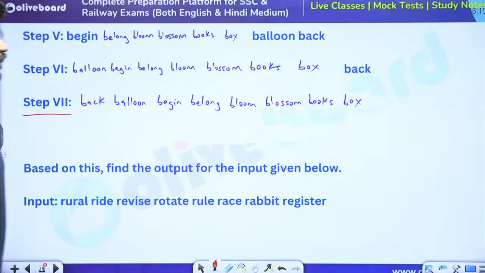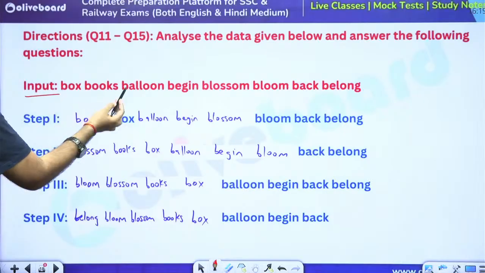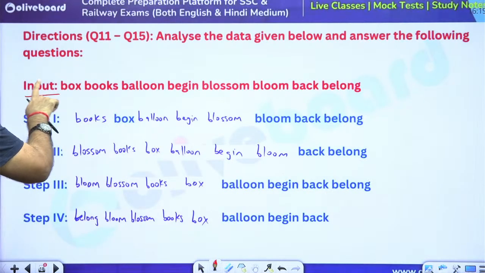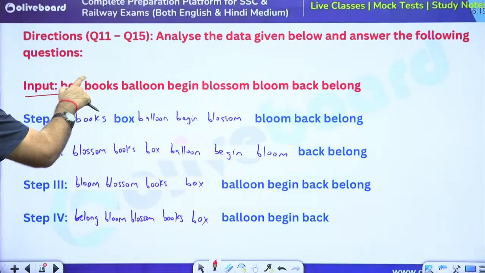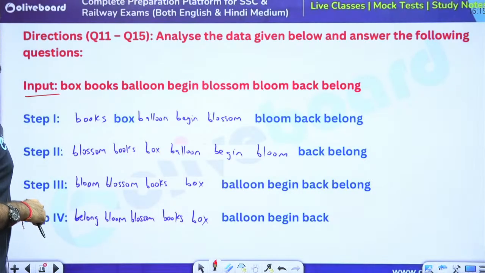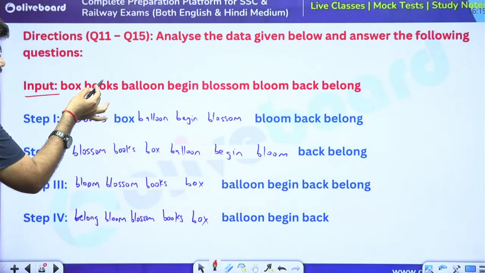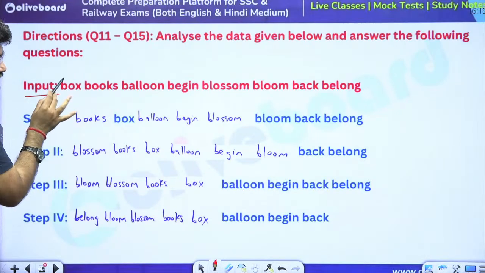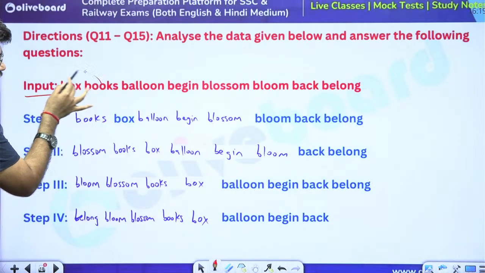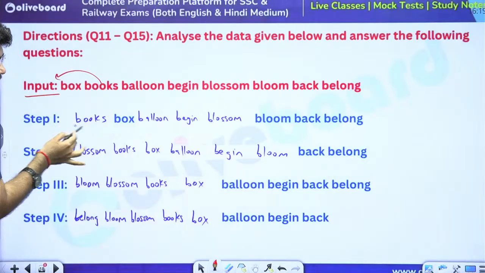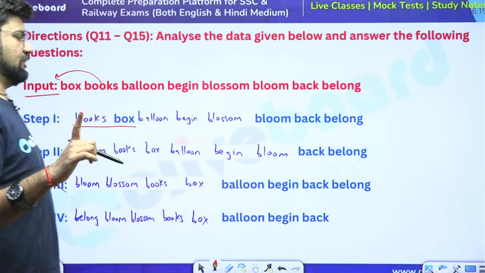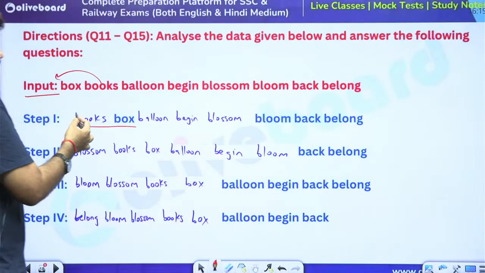And how is that happening? We see that here the first step is books. Now what is books here? If you observe all the words, box is actually the largest word, which will come at the end. Box was the largest word, which is already there in the front. Books is coming before box, right? In this step, nothing else is happening. There is only one forward movement.